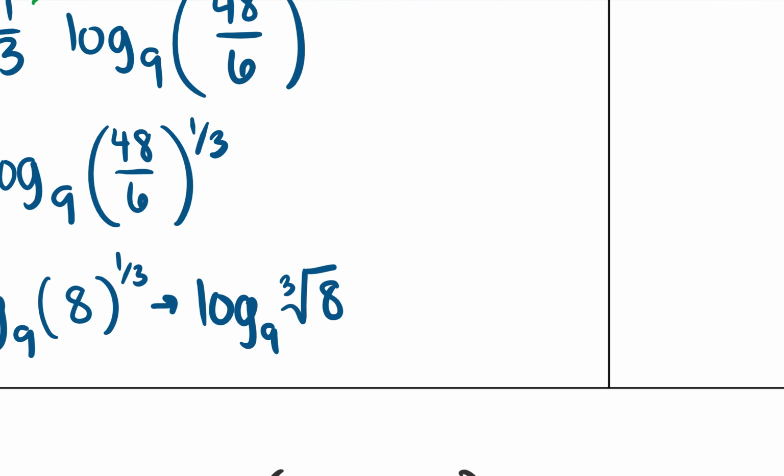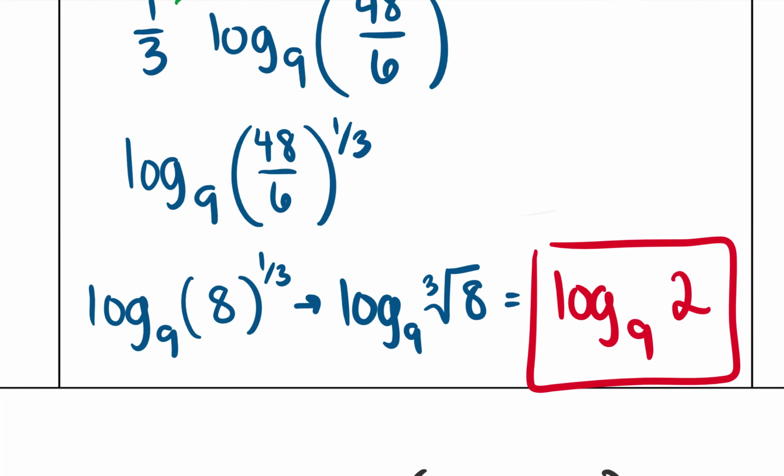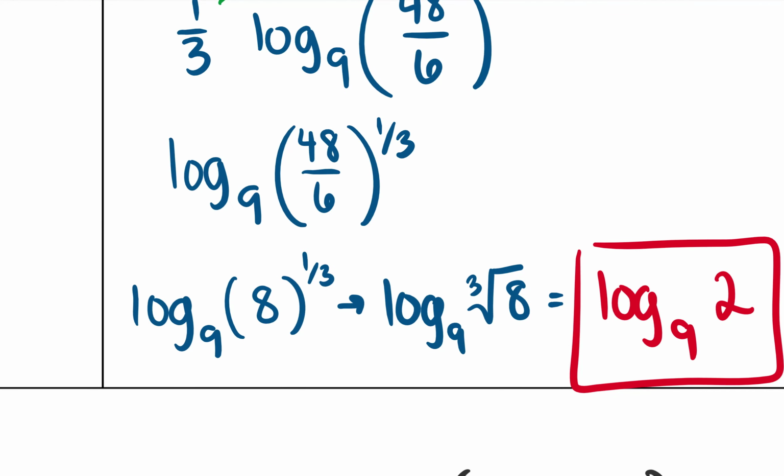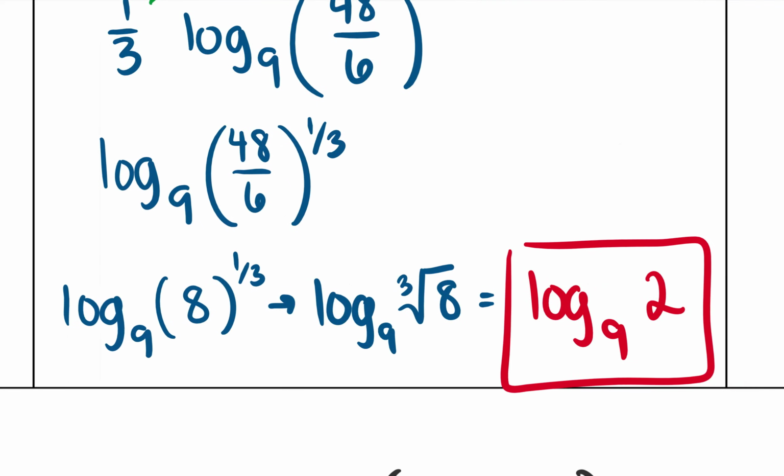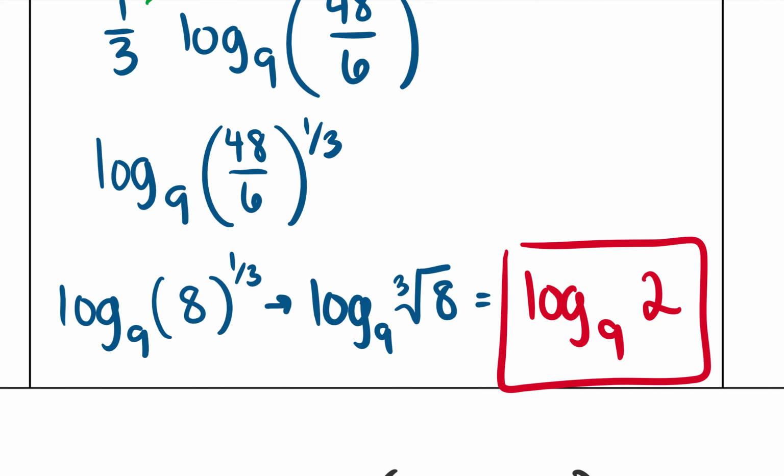And then the cube root of 8 is simply 2. So our actual final answer would be log 9 of 2. So if you have an exponent, you still have to do the exponent. That's part of condensing, because you don't want to leave a whole bunch of stuff out. That would not be simplified completely, right?